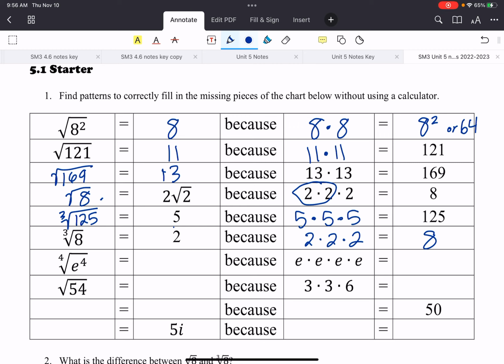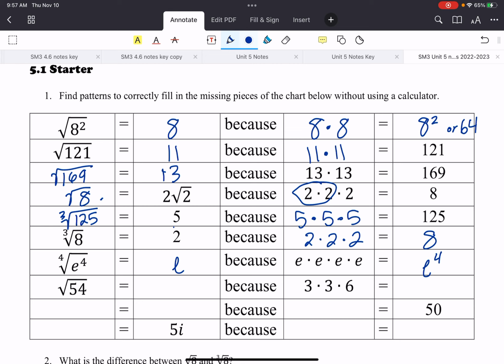Okay, what about the 4th root of e to the 4th? E. E's like pi. It's just a number. Don't freak out.